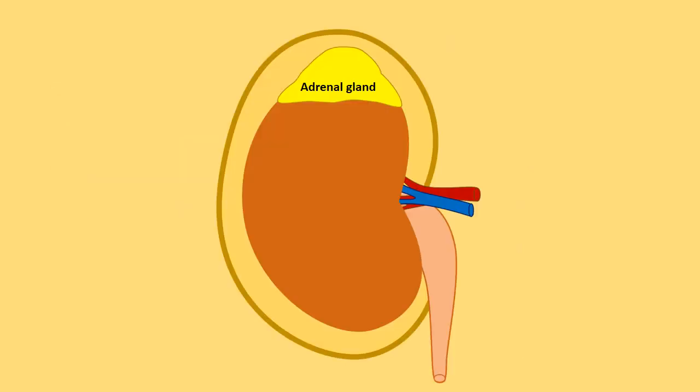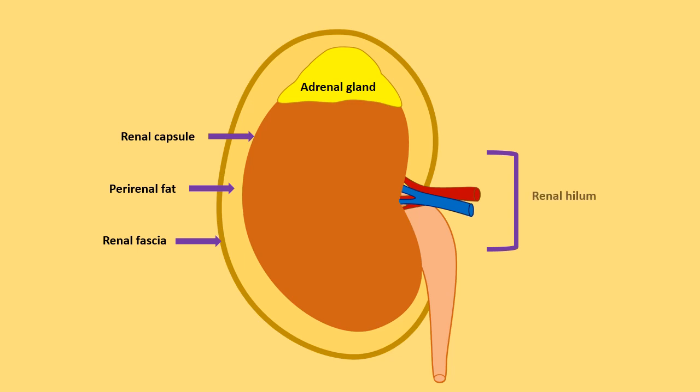Kidneys are bean-shaped organs surrounded by the renal capsule. Perirenal fat and renal fascia also cover and protect the kidneys. On the medial side of each kidney is the renal hilum. This part is where the renal artery enters and the renal vein and ureter exit.